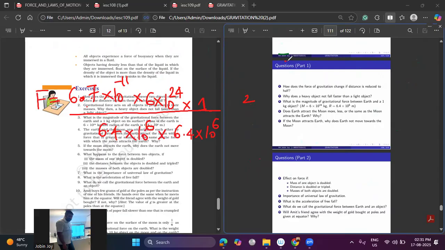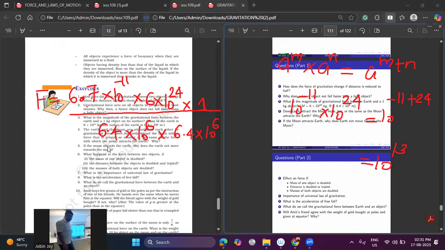So next, a raised to m into a raised to n, right? What is a raised to m into a raised to n? A raised to m plus n. So what is 10 raised to minus 11 into 10 raised to 24? That is equal to 10 raised to minus 11 plus 24. So that is equal to 10 raised to, so 24 minus 11, 13. 10 raised to 13.